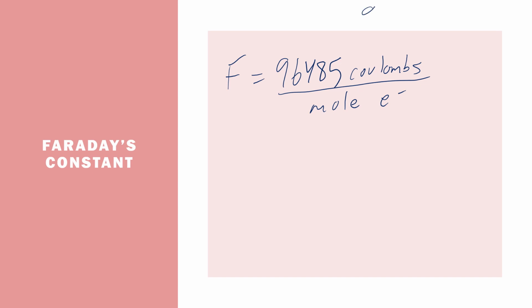Q is measured in coulombs. That is the quantity of charge. And we know that I equals Q over T. We can relate the current to the moles of electrons, and therefore our chemical reaction, using Faraday's constant. So it winds up being very, very useful.